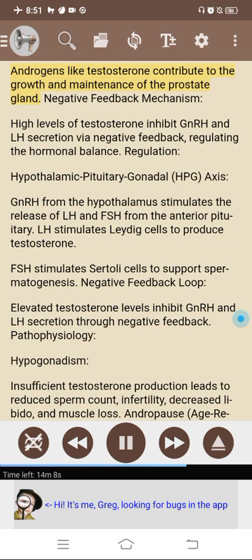Prostate health. Androgens like testosterone contribute to the growth and maintenance of the prostate gland. Negative feedback mechanism. High levels of testosterone inhibit GnRH and LH secretion via negative feedback, regulating the hormonal balance. Regulation. Hypothalamic-pituitary-gonadal, HPG, axis.